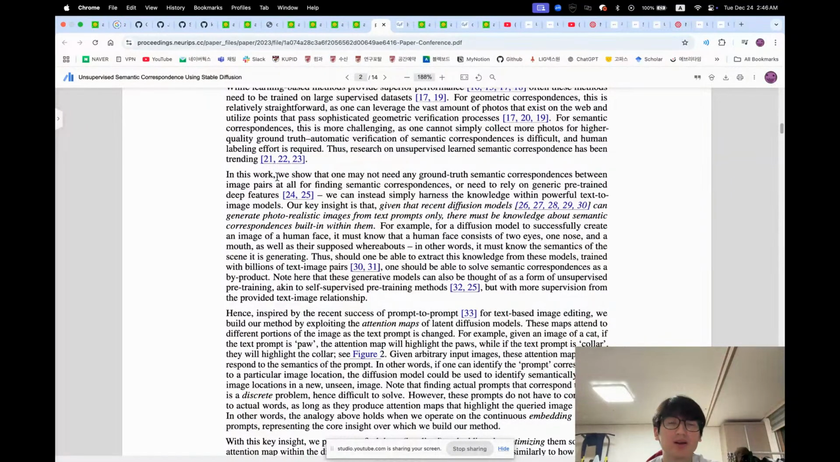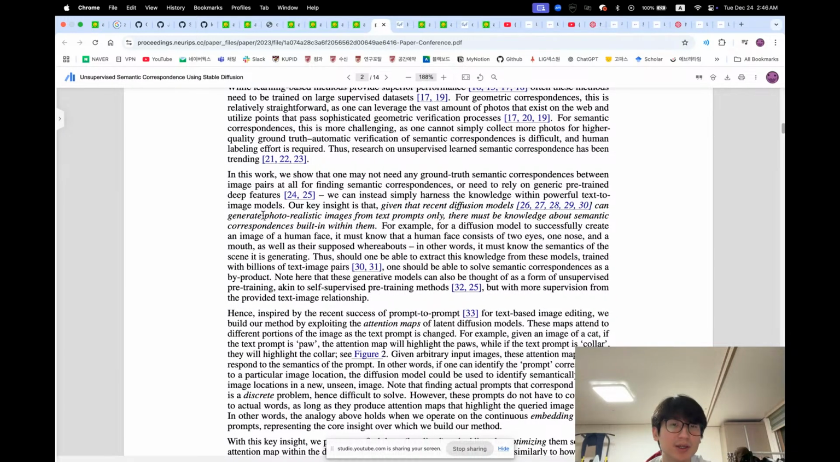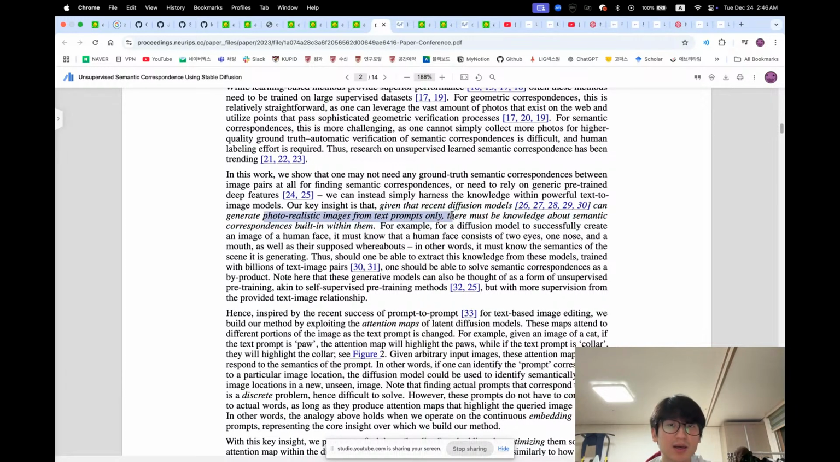In this work, we may not need any ground truth semantic correspondence between independent references. Instead of neural and human pre-trained features, we can simply harness the knowledge of the powerful text-to-image models. Relying on pre-trained features is actually the same as utilizing the pre-trained features in this stable diffusion model. Our key insight is that, given that recent diffusion models can generate photorealistic images from text prompts only, there must be knowledge about semantic correspondence built in with them.